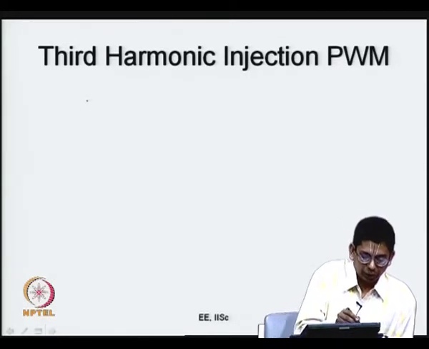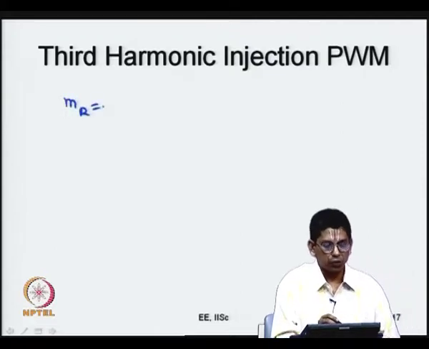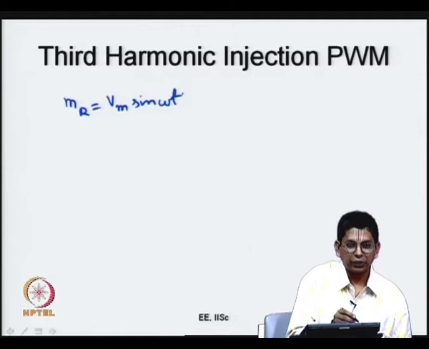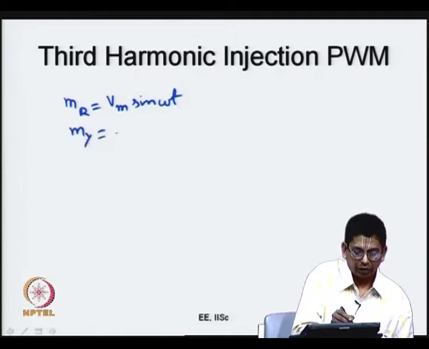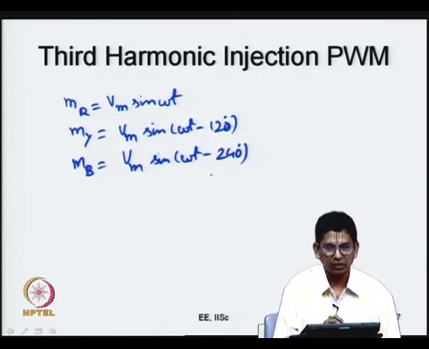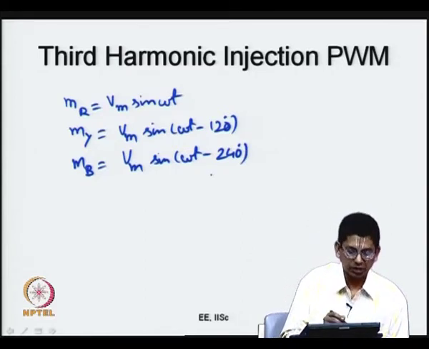Now, if I write down the equations for that, Mr is going to be Vm sin omega t. This is what it is in the sinusoidal modulation. My is Vm sin of omega t minus 120, and Mb is Vm times sin of omega t minus 240. This is what is in the case of sinusoidal modulation. How different is third harmonic injection?